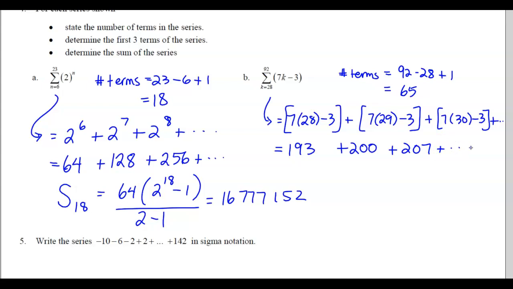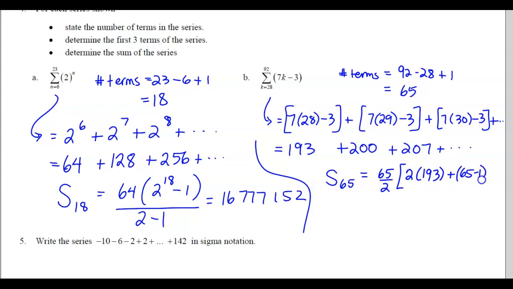Okay, you can see that it's arithmetic. Again, that confirms it's a linear expression. Now, when we look at it, the common difference is 7. So we want to find the sum of the first 65 terms. Okay, so we don't know what the 65th term is, so we're going to use the first formula, which is n over 2 times 2 times the first term plus 65 minus 1 times d, which is 7.